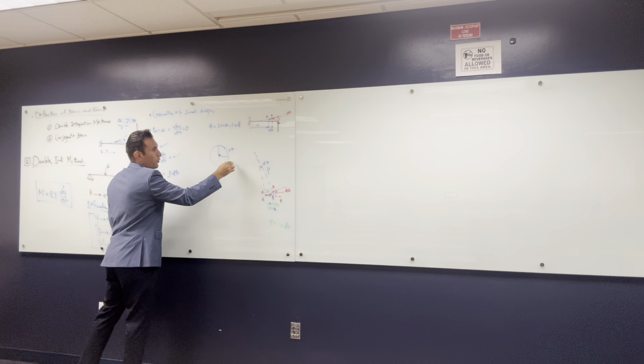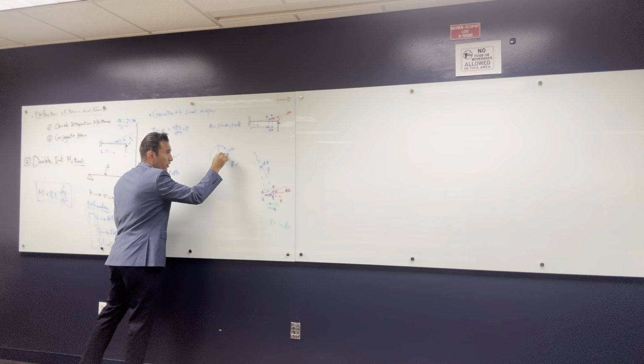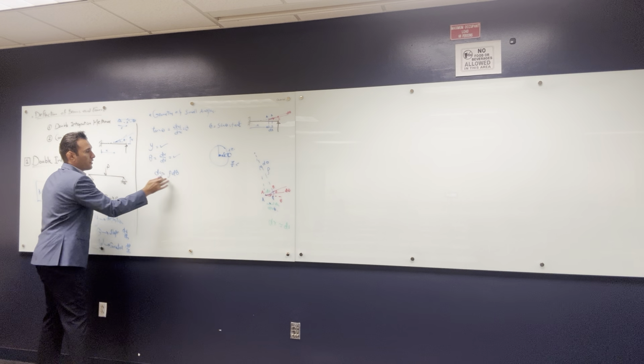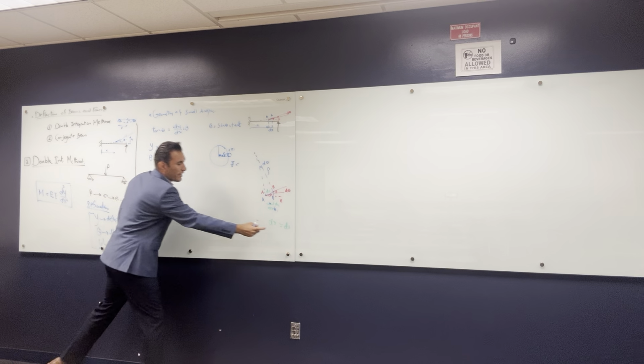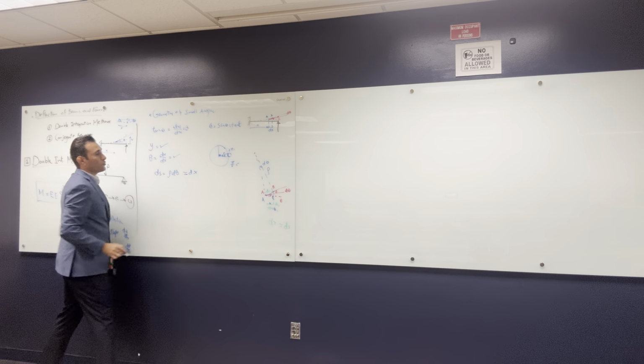90 degrees is pi over 2, multiplied by r. If you find this part, you need to find that theta in radians and multiply it by r. That is going to give you this part. Same thing here, ds. And we said that ds is almost equal to dx. So we can say that this is equal to dx.